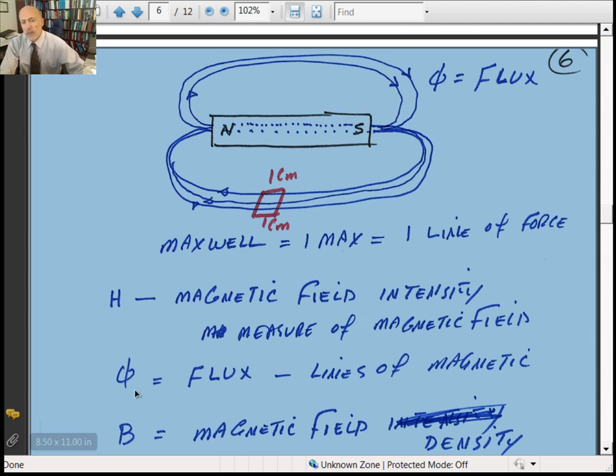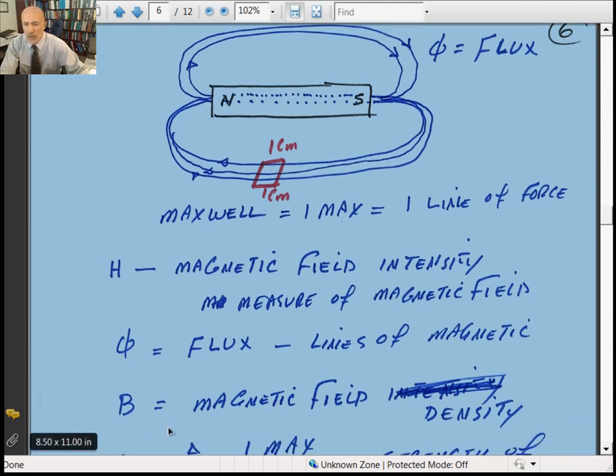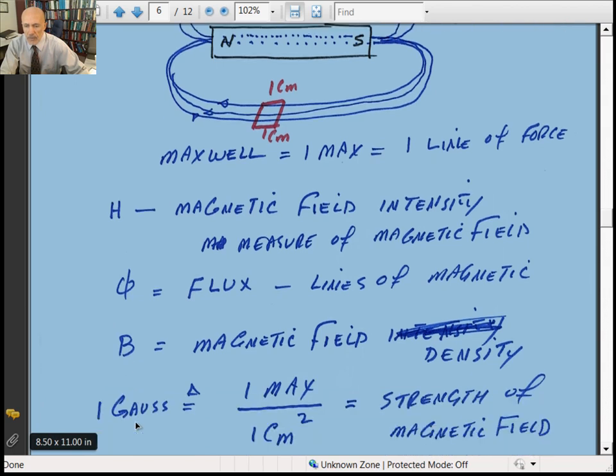There's another one called phi, or the flux. Those are the lines of magnetic field. And then there's one called B. That's your magnetic field density. So there are three different things. H is the measure of magnetic field, phi is the magnetic flux, and B is the magnetic flux density. That really gives you the strength of the magnetic field.